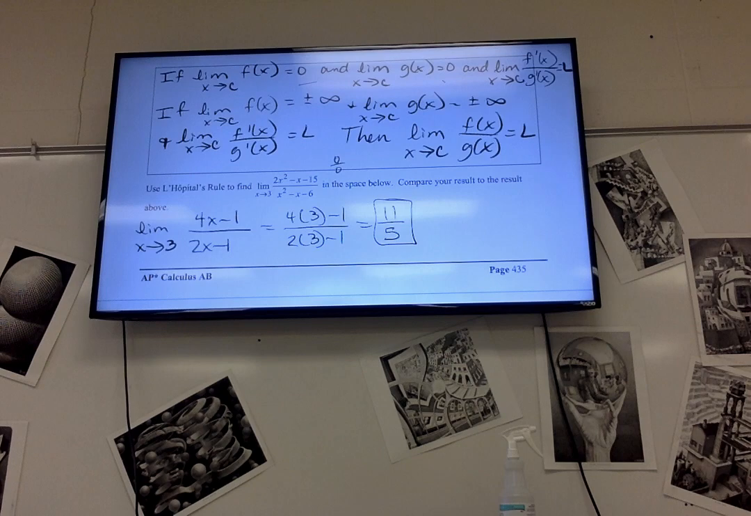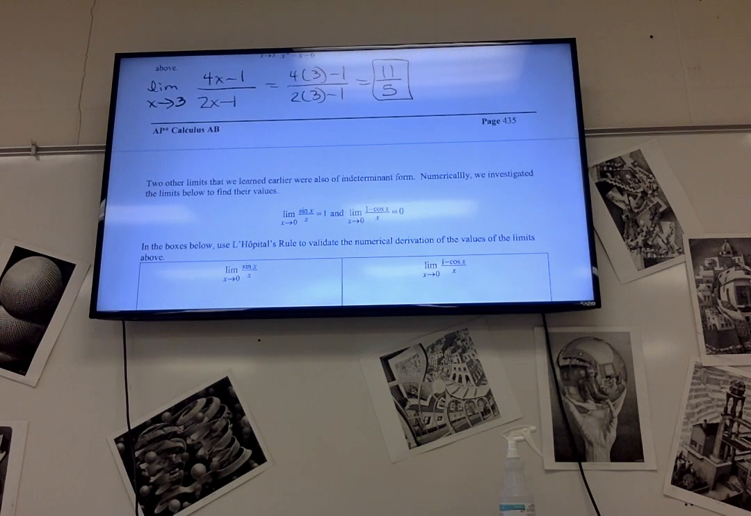Does it not work? It doesn't work unless it's the indeterminate.